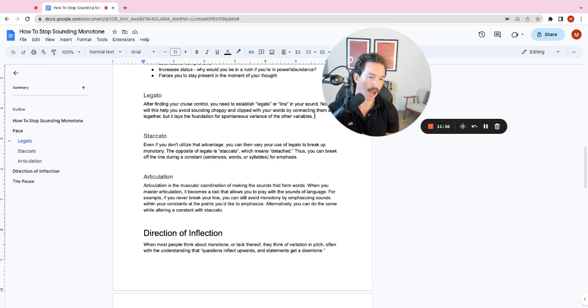Let me see if I can do this without altering anything else. You can still avoid monotony by emphasizing sounds within your consonants at the points you'd like to emphasize. For example, if you never break your line, you can still avoid monotony by emphasizing sounds within your consonants at the points you'd like to emphasize.